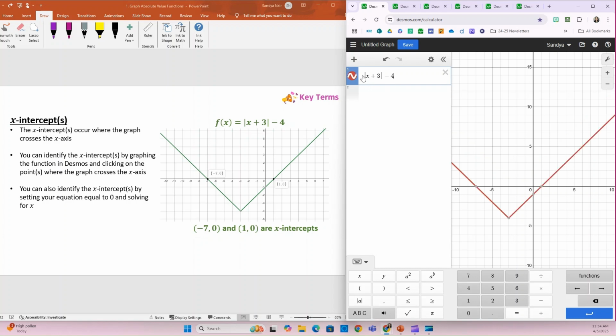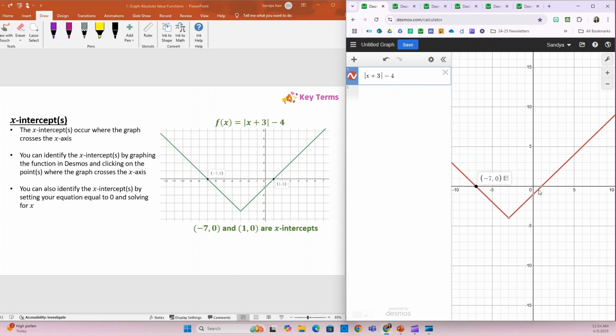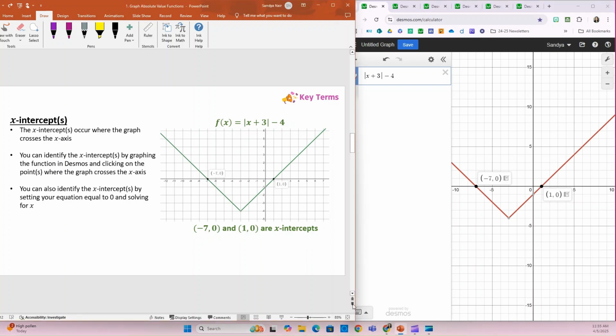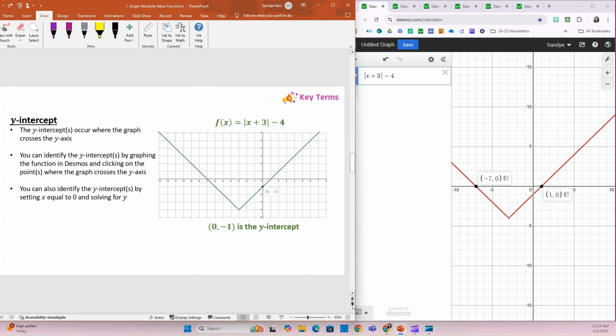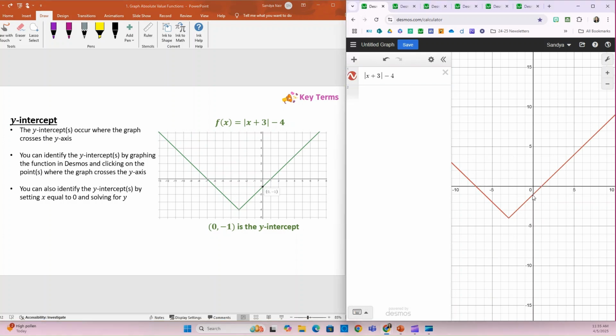Okay, so be very careful that you're putting the numbers inside or outside the absolute value depending on what function you're looking at. If I click on those 2 points where the graph crosses the x-axis, it gives me the coordinates. The x-intercepts are (-7, 0) and (1, 0). Also remember we can identify the y-intercept because that'll be where the graph crosses the y-axis. You can also find this point by clicking on that in Desmos where the graph crosses the y-axis, and you can see here it gives me the coordinates (0, -1) as the y-intercept.